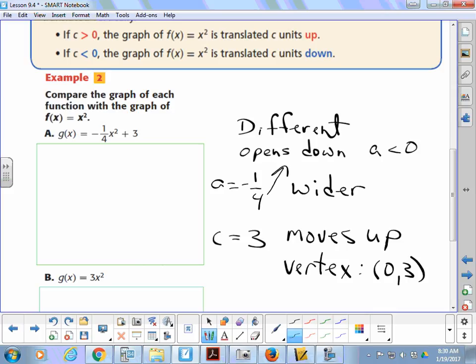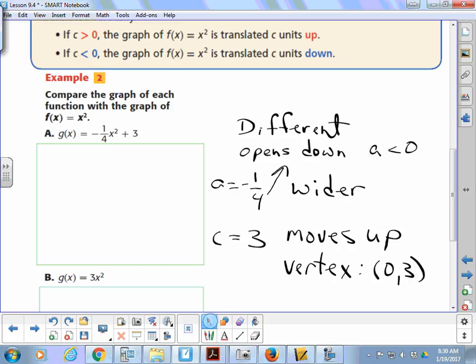The x value for these that we're working with is always going to be 0 for the vertex, for these transformations. We're not moving left or right, we're just moving up or down. So when you're comparing them, you're going to talk about just A and C and how they affect the graph. Does it make it wider or narrower? Does it open up versus open down? And what does it do to the vertex?